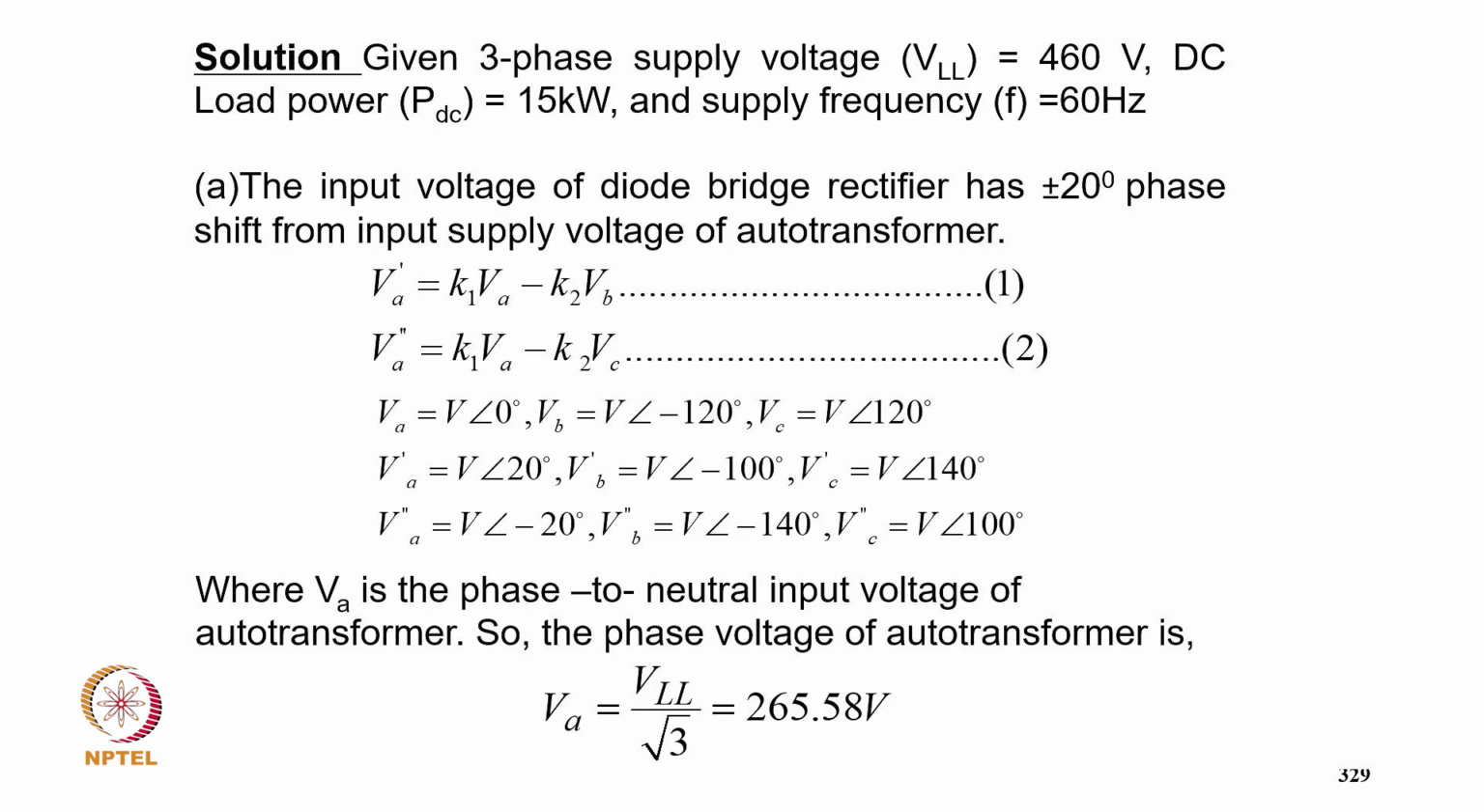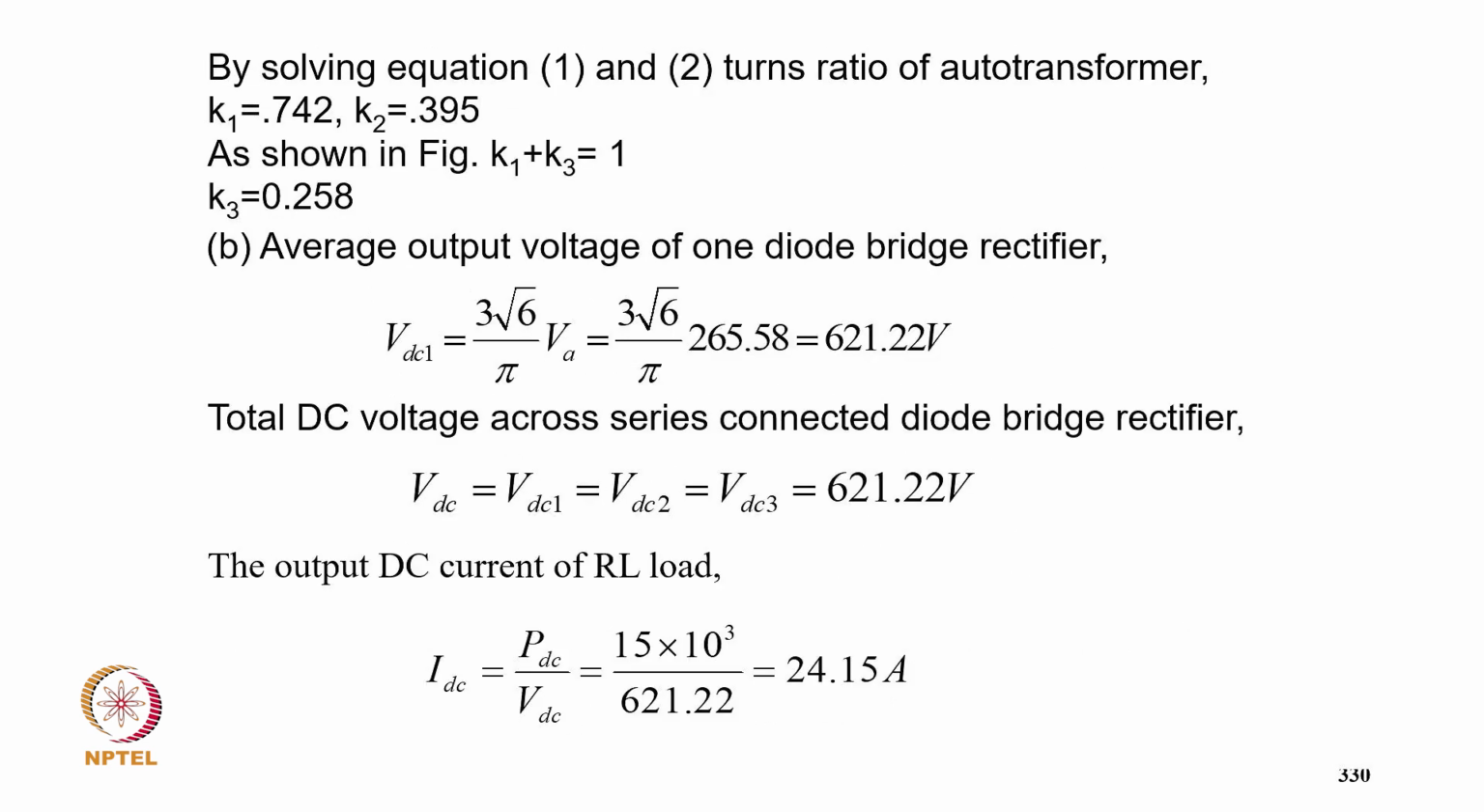So VA dash equal to K1 VA minus K2 VB, VA double dash equal to K1 VA minus K2 VC, and putting the value of all line and phase voltage, we get K1 equal to 0.742 and K2 equal to 0.395, and K1 plus K3 equal to 1, so K3 comes 0.258. Now average output of each bridge rectifier VDC1 is 3 root 6 upon pi into VA, it comes 621.22 volt. Then DC link voltage across each connected bridge, VDC equal to VDC1 plus VDC2 plus VDC3, 620.22, and the IDC comes VDC upon VDC, so it comes 24.15 ampere.